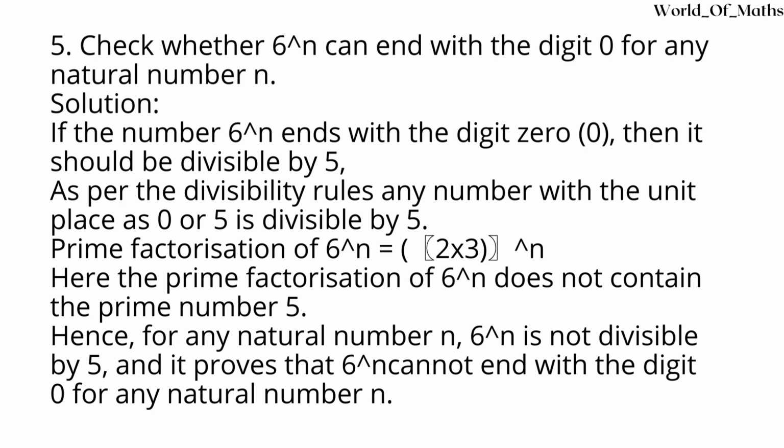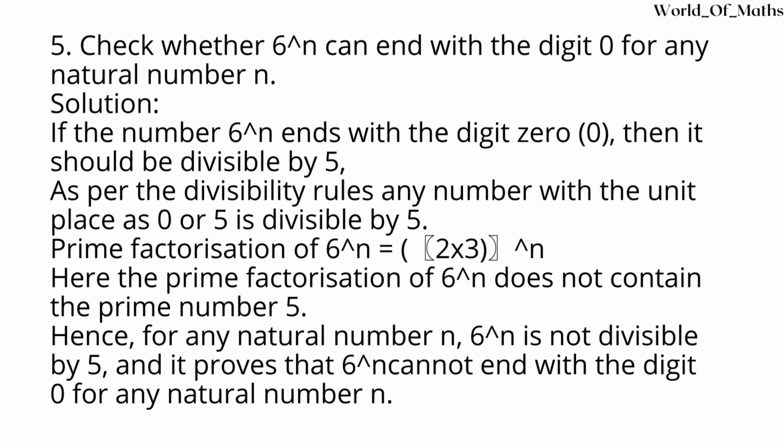We all know the divisibility rules of all the numbers. For any number with the unit place as 0 or 5, it is divisible by 5. So if the number 6 to the power n ends with the digit 0, then it should be divisible by 5. If you prime factorize 6 to the power of n, we can write 2 multiplied by 3 to the power of n.